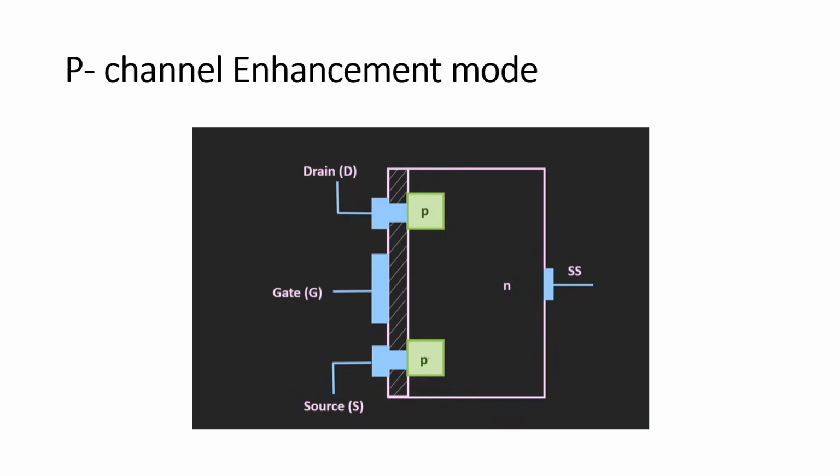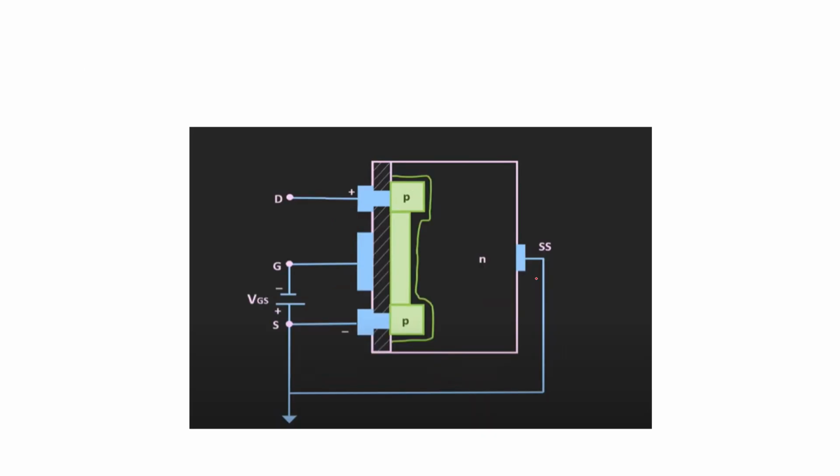Now we'll see the P-channel enhancement mode. The difference is the substrate is N-type, which has electrons as majority charge carriers, and electrons are negatively charged particles. The drain and source are made up of P-type semiconductor, and the channel is absent because it is enhancement mode. The channel will be created once the gate voltage is applied, and the gate is insulated from the substrate. Drain and source are the other two terminals, and this SS is the substrate. So this is about the construction, and if you see the working, it is the same; the channel will be absent at first.